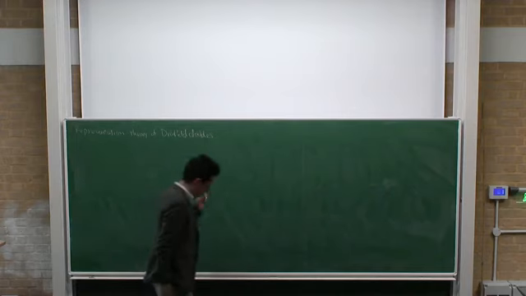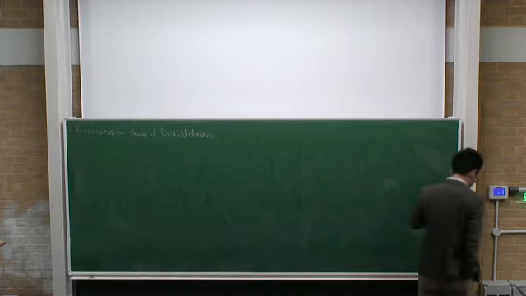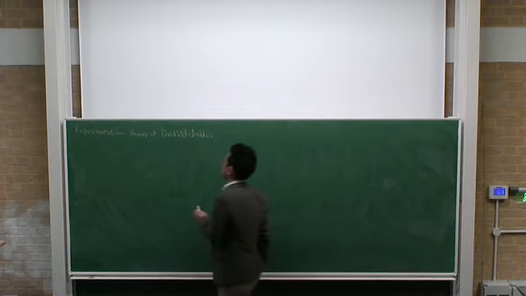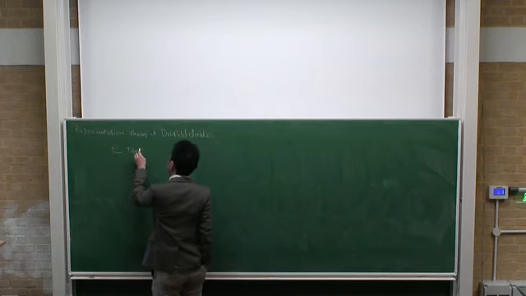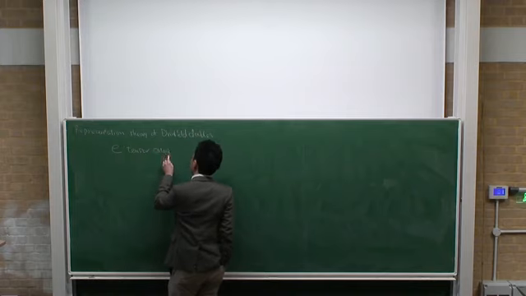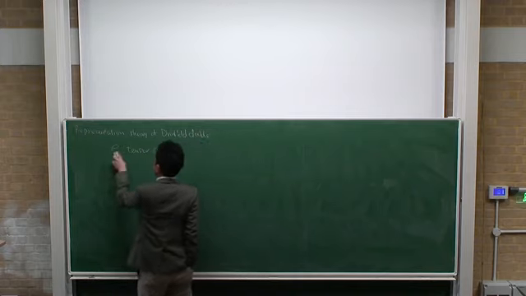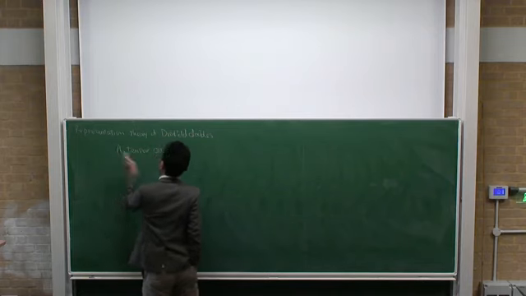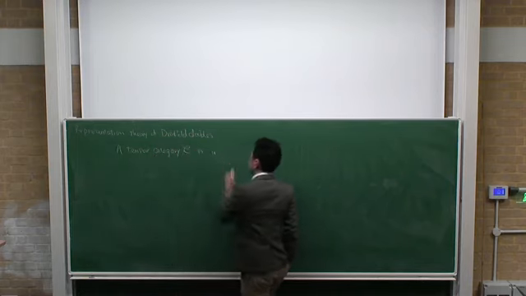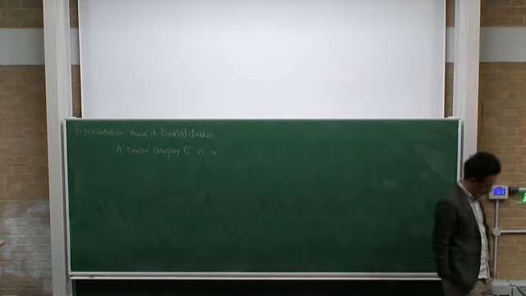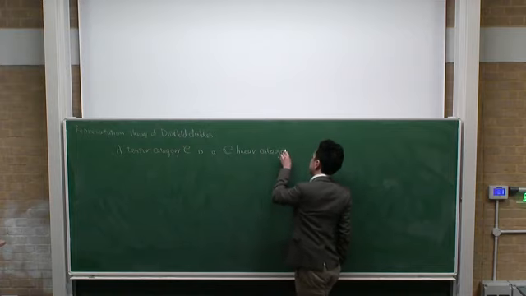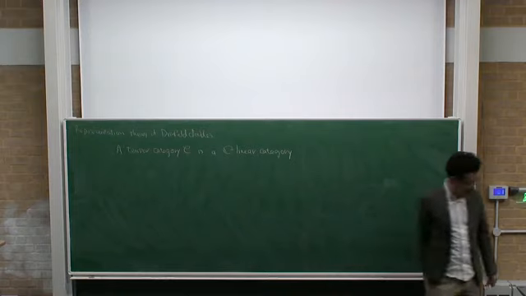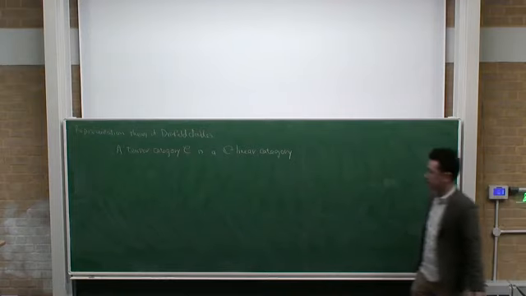But before starting that, let me start with some terminology like tensor category. So what is a tensor category? A tensor category is a linear category, a C-linear category. Meaning that this is just a category whose morphisms are vector spaces, C vector spaces.